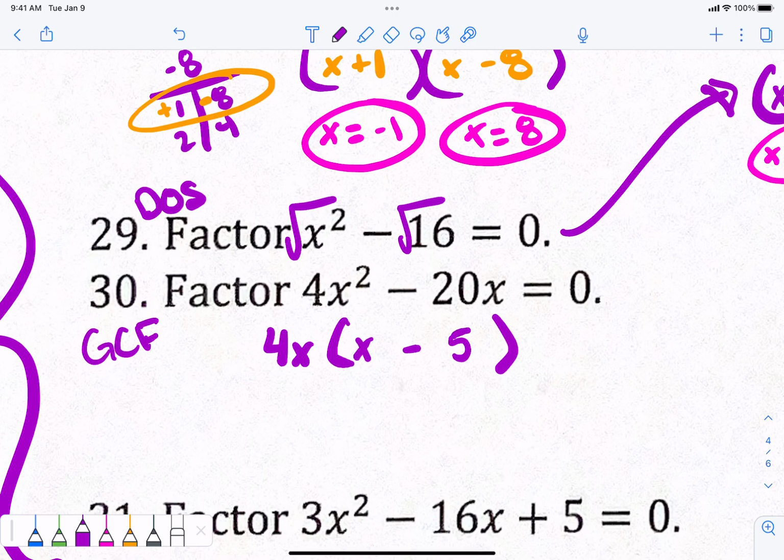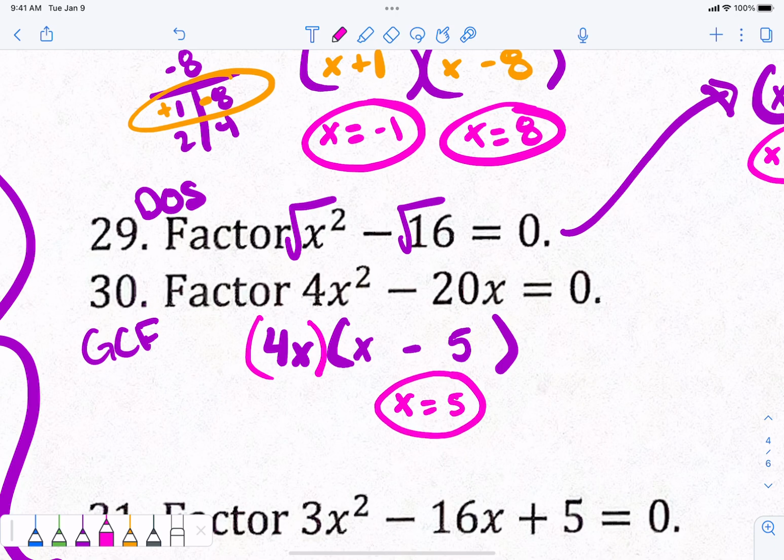Now what do I do? Just like what I've been doing before, I set each piece equal to 0. So here x equals 5, we know that, right? But if I set 4x equal to 0, and I divide by 4, x is gonna be 0, okay? So after I get them factored down, I still just set them equal to 0, right? Good?